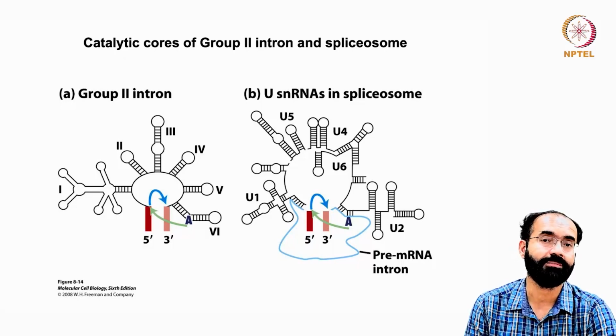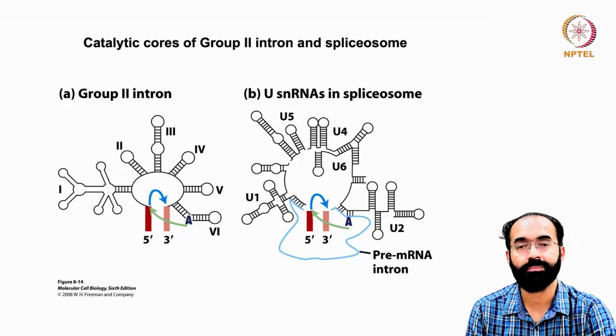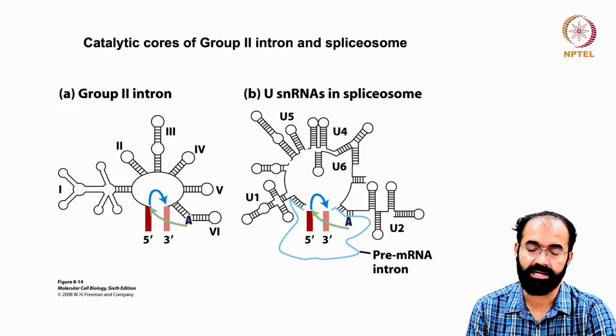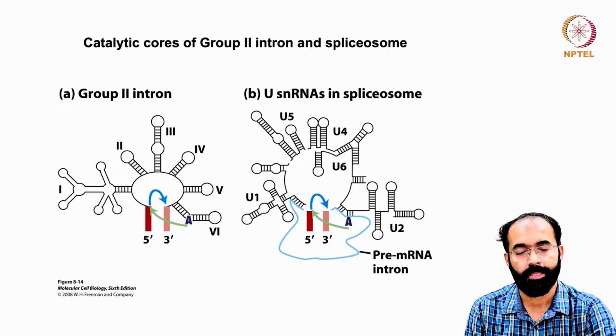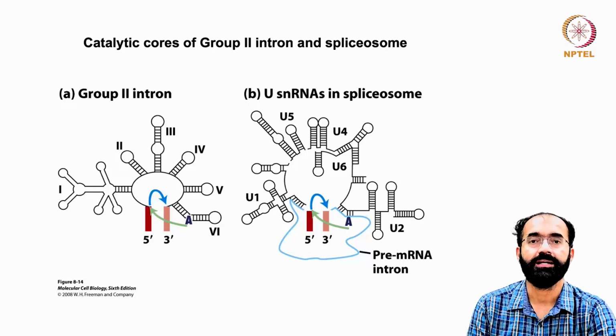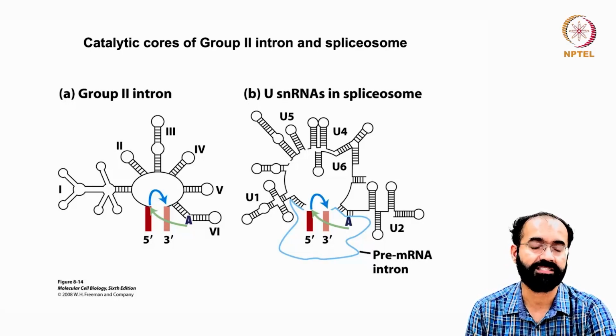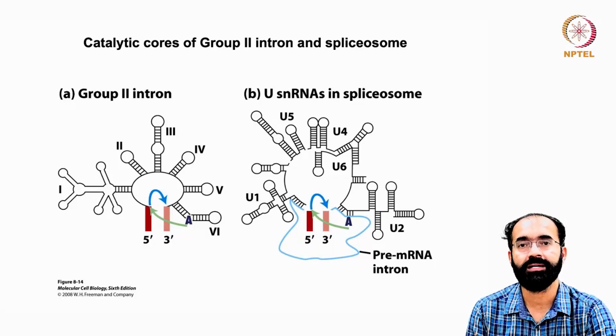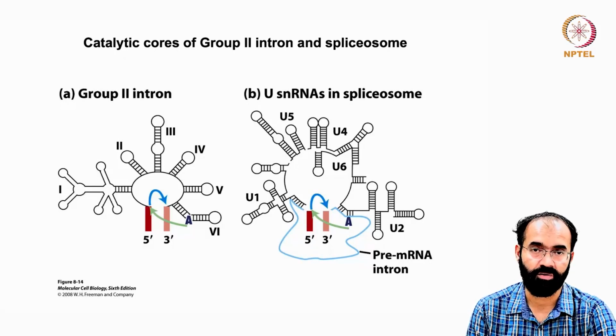So you may remember a similar comparison between ribozyme and tRNA in one of the earlier classes. So many a times the splicing event requires similar type of secondary structure formation. It cannot be done out of the blue. The shape has to be in a particular manner.